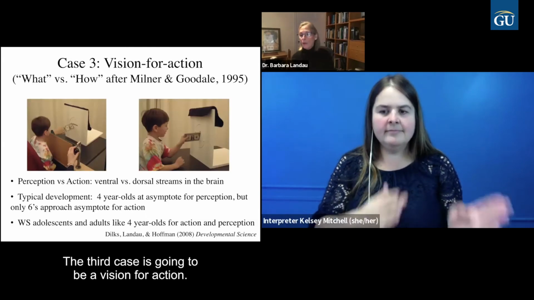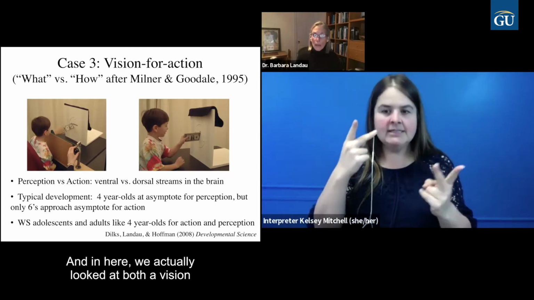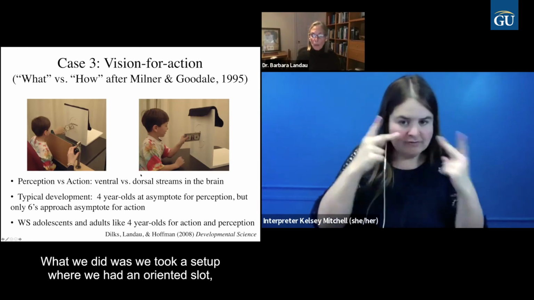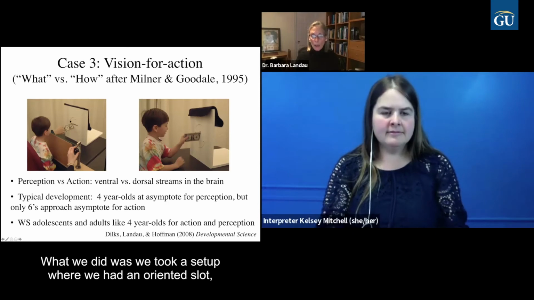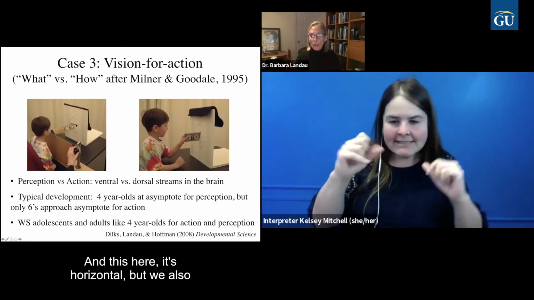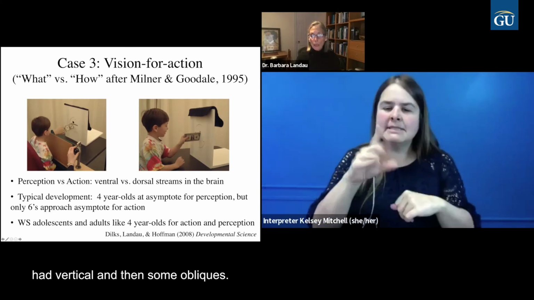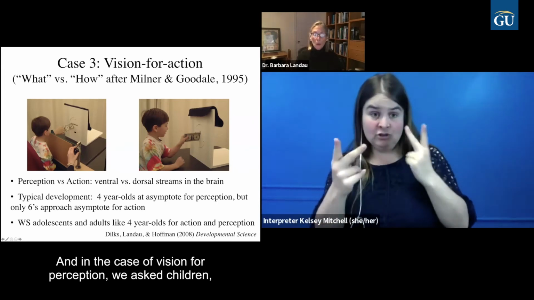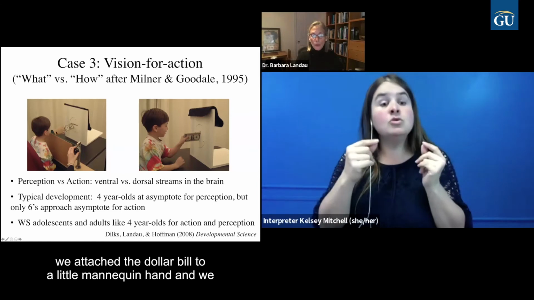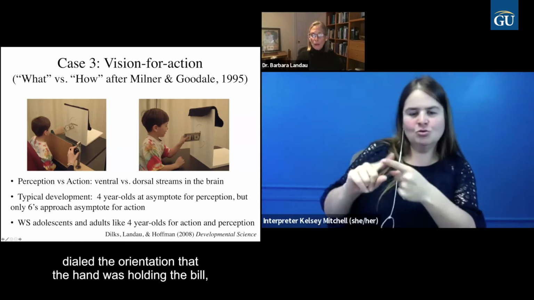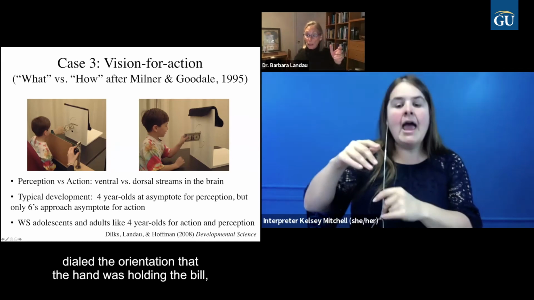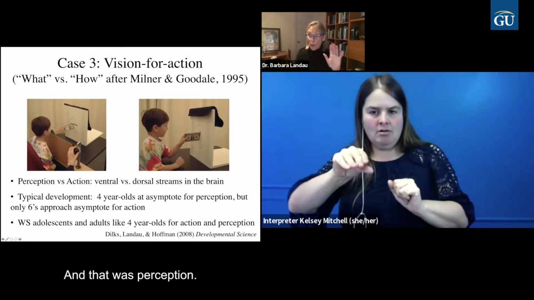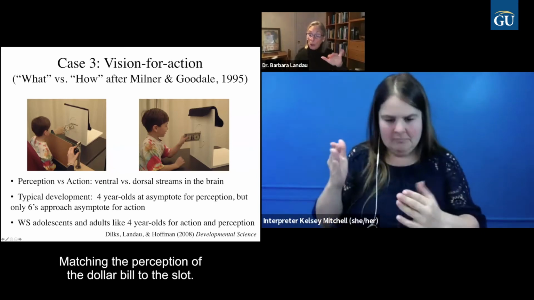The third case is going to be vision for action. And in here, we actually looked at both vision for action and vision for perception. What we did was we took a setup where we had an oriented slot you can see in a board. Here it's horizontal, but we also had vertical and then some obliques. In the case of vision for perception, we attached the dollar bill to a little mannequin hand, and we dialed the orientation that the hand was holding the bill. We just asked the child to tell us when the dollar bill was ready to post, and they would say stop. And that was perception, matching the perception of the dollar bill to the slot.